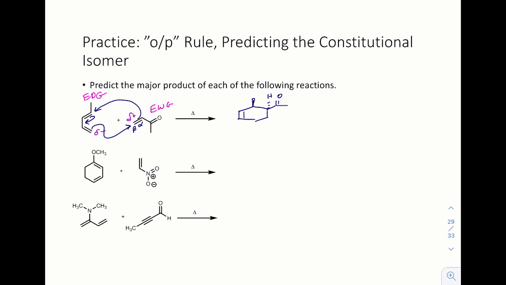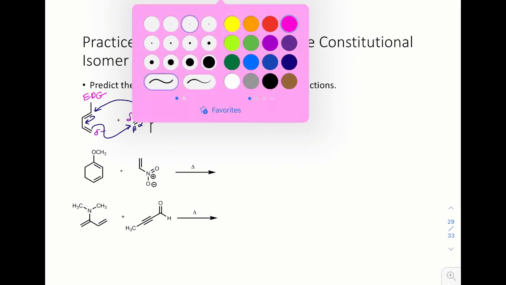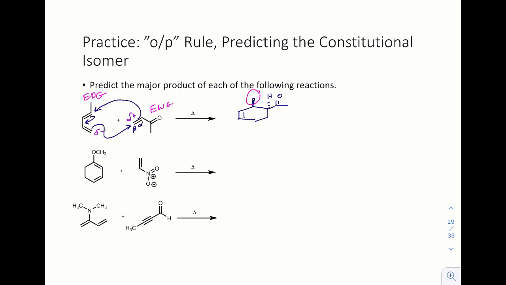Completing the Diels-Alder curved arrows leads to this product. And I did apply the endo rule to put the end of the diene on the same face as the electron withdrawing group of the dienophile.